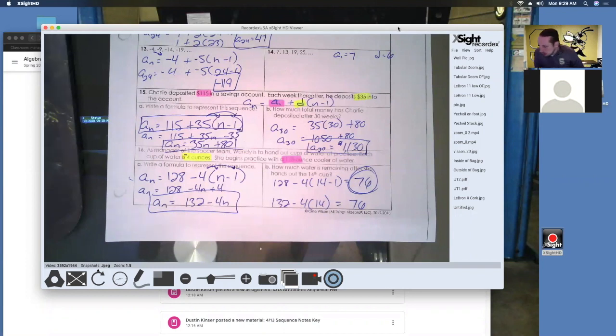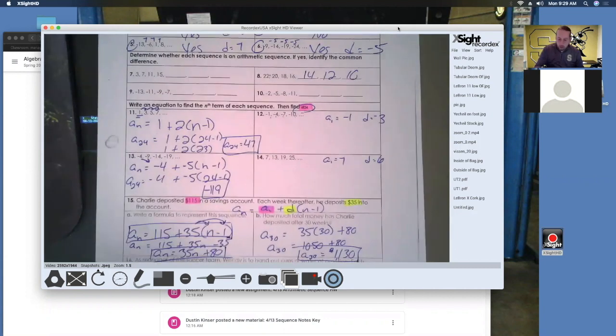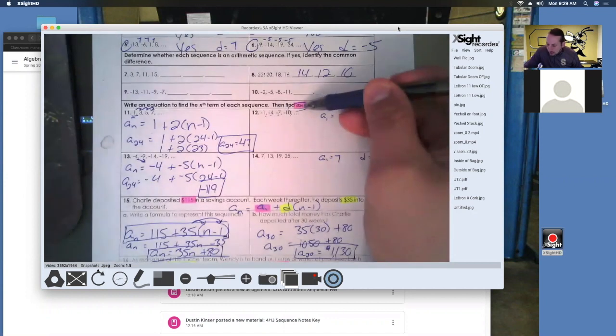Because it says find the A24. For which number are we doing? 11, I know. 11? All right, so when you find the 24th term, that's the number you're going to plug in at the end.